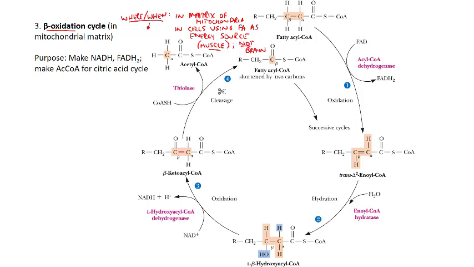When does this occur? This occurs when ATP levels are low, so you need more ATP. When glucose is not present, because glucose can be broken down by glycolysis much more easily. And most importantly, when oxygen is present. So beta oxidation absolutely requires oxygen. You cannot do this when there's no oxygen present.